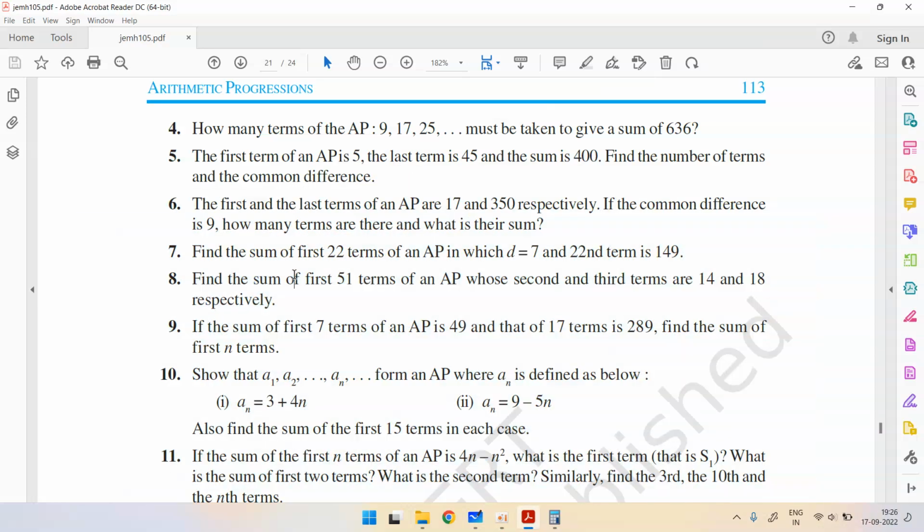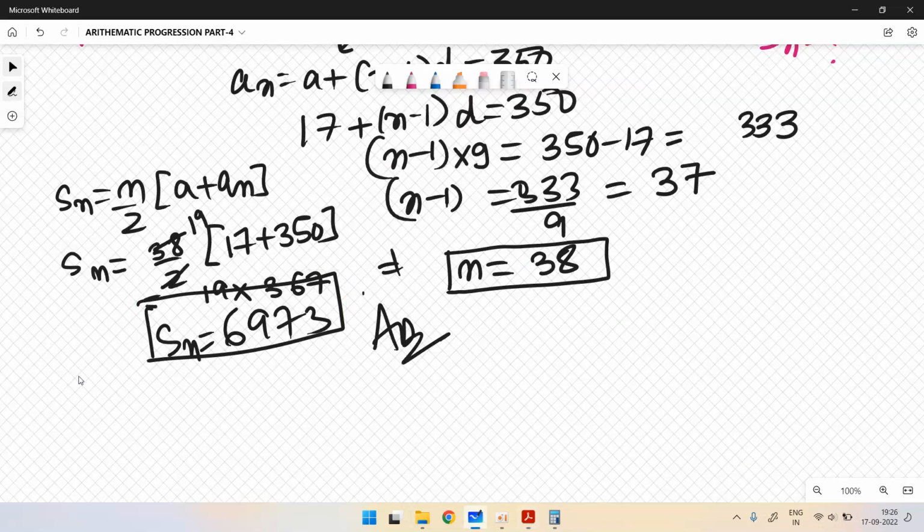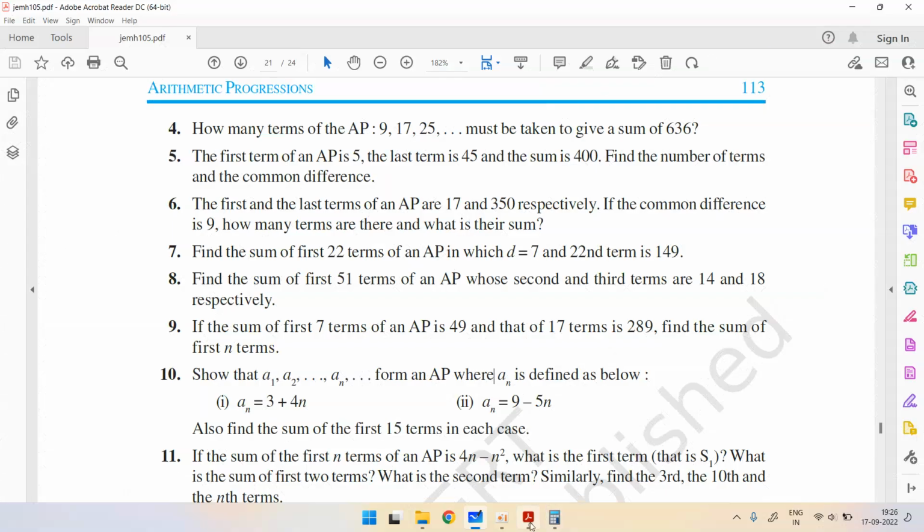These two terms are given, the second and third term. So this is question 8. It is very simple. I will be taking the 8th question. One of you will say after us that you are not doing it, you're just skipping the questions. So I will do these two questions.